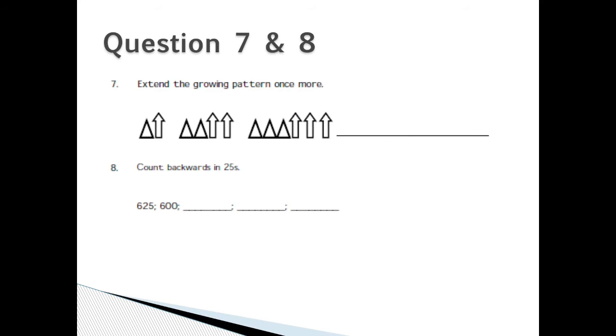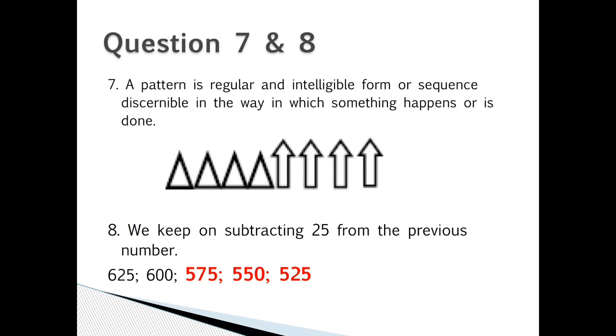Question 7. Extend the growing pattern once more. Triangle, arrow, triangle, triangle, arrow, arrow. Triangle, triangle, triangle, arrow, arrow, arrow. Question 8. Count backwards in 25s. 625, 600. A pattern is a regular and intelligible form or sequence discernible in the way in which something happens or is done.